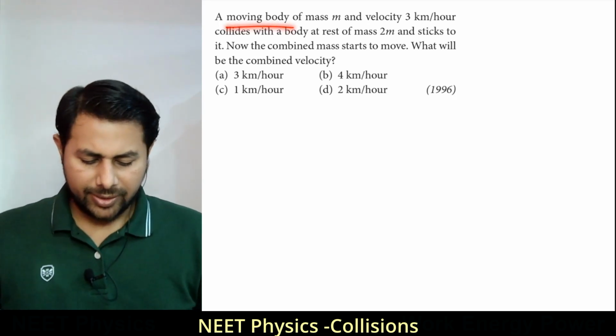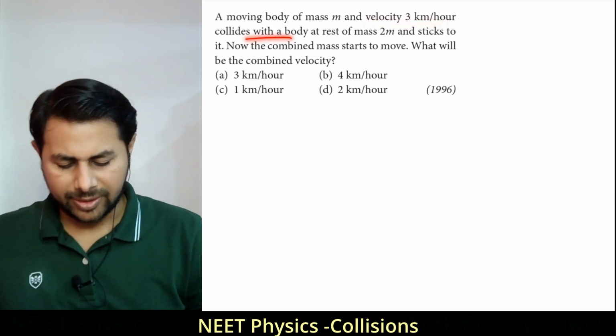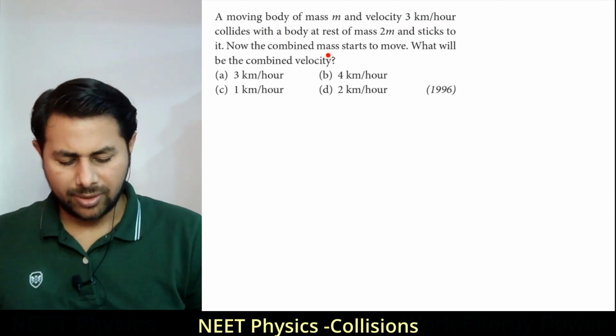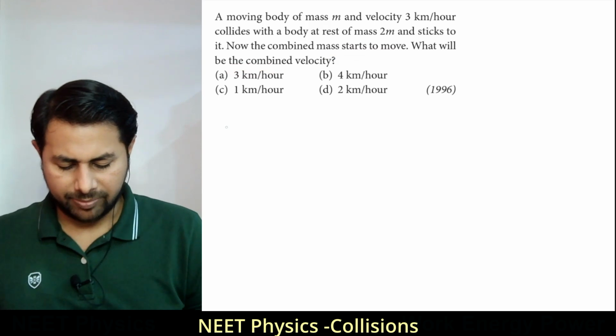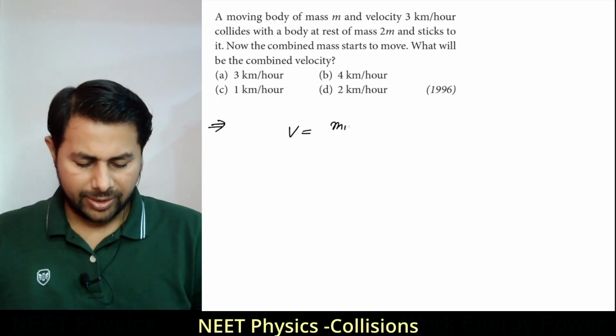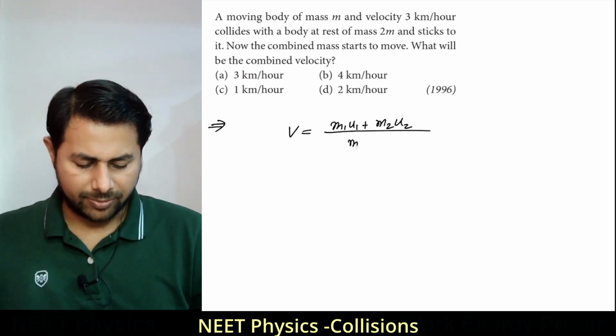A moving body of mass m and velocity 3 km per hour collides with a body at rest of mass 2m and sticks to it. Now the combined mass starts to move. What will be the combined velocity? So this is very, very simple. What's the combined velocity? (m1 u1 plus m2 u2) divided by (m1 plus m2).